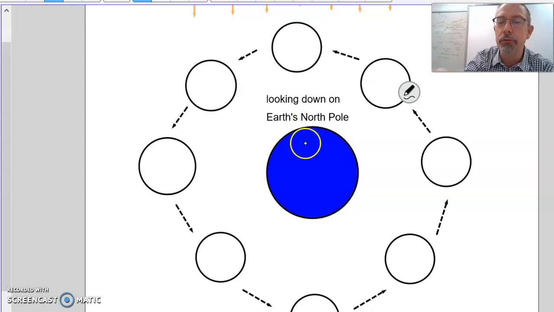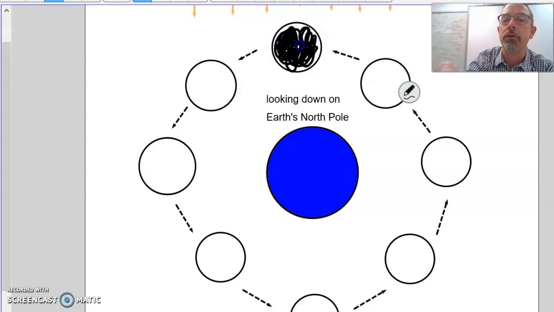If I'm looking at the moon from Earth here, this first moon here, this is going to be a new moon. We're going to shade in that whole puppy right there. That's going to be a new moon. Pause the video if I'm going too fast.